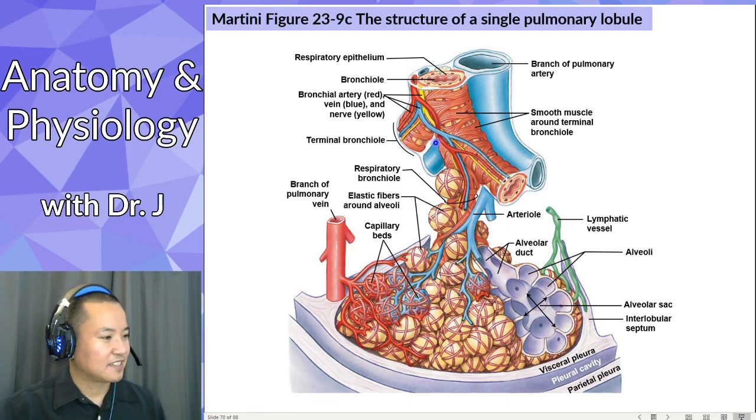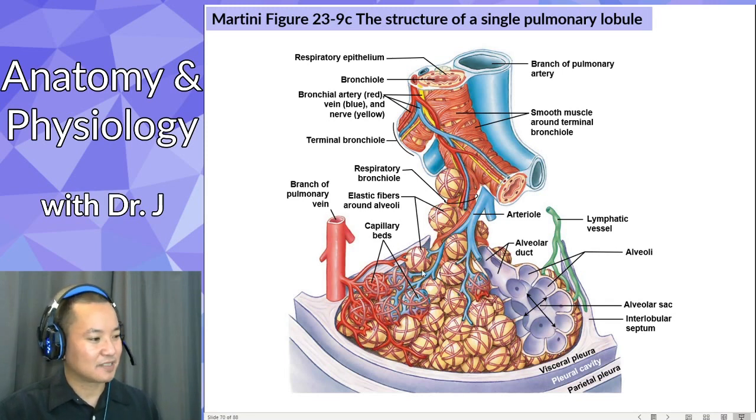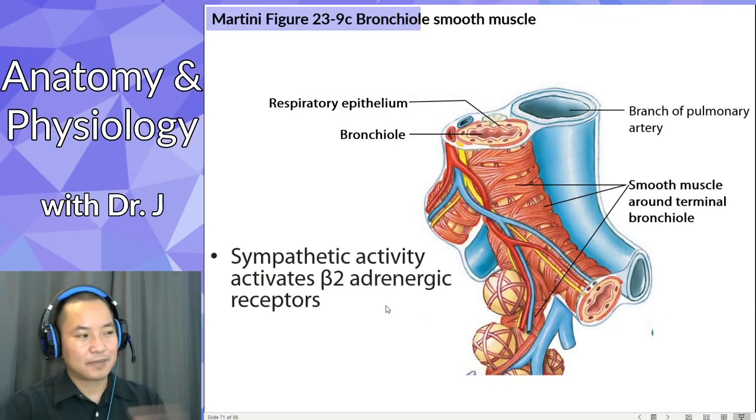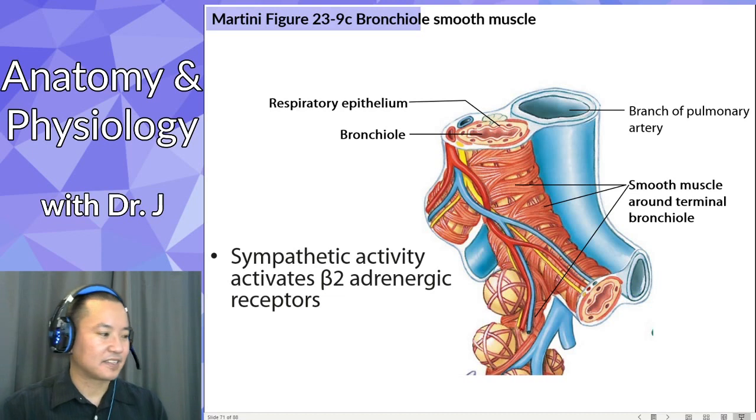Now, notice these alveoli, and it's hard to see in the respiratory bronchiole, but the respiratory bronchiole has less of this smooth muscle. And what we see is that the alveoli don't actually have smooth muscle. They have elastic fibers. But actually, let's go back to our bronchioles. So the thing is that sympathetic activity activates these receptors called beta-2 adrenergic receptors. So things like norepinephrine and epinephrine are going to bind to these receptors. And what they do is that they can actually cause your airways to open. So this is a great thing.